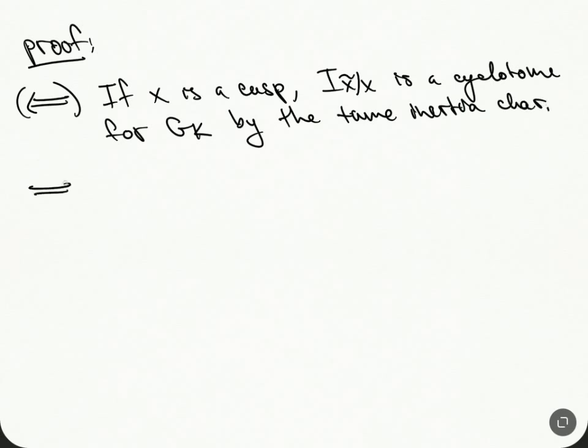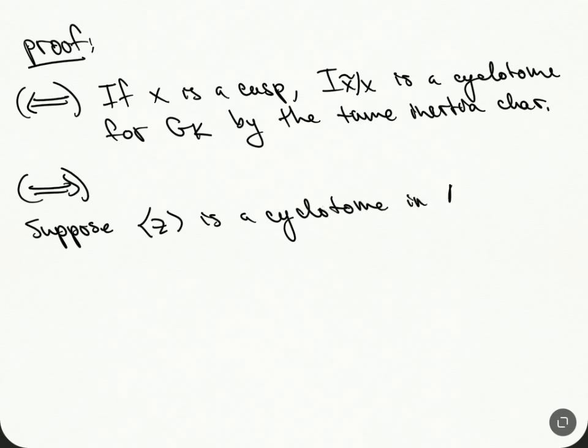Okay, so this is the tricky part, and this is what we're going to do. So suppose that Z is a cyclotome. And let's suppose that Z is not a cuspidal inertia group.